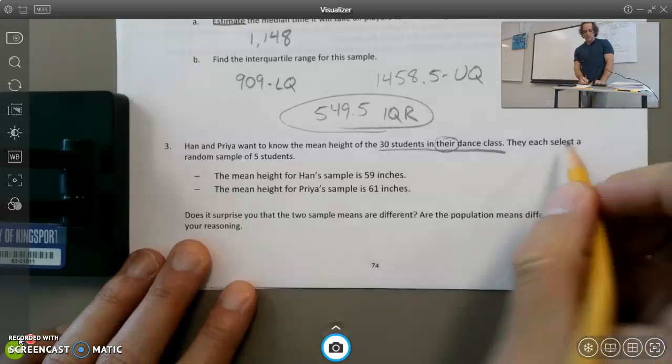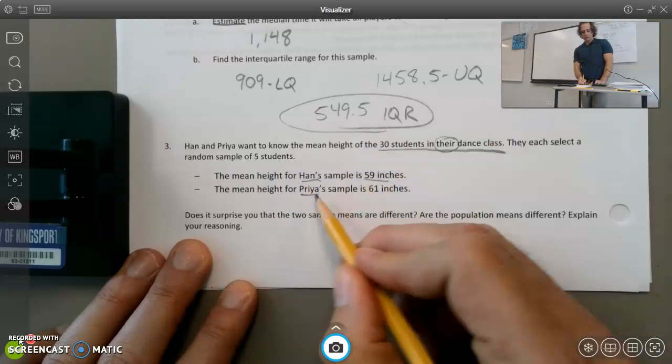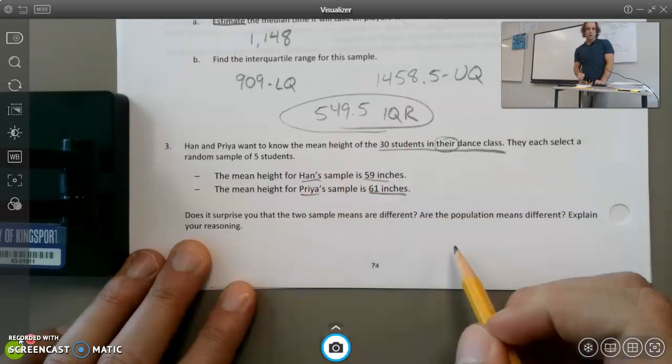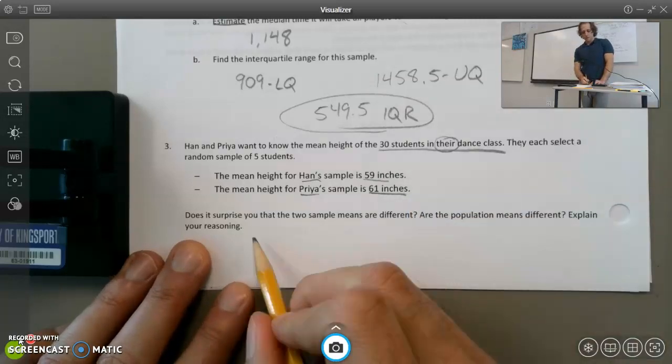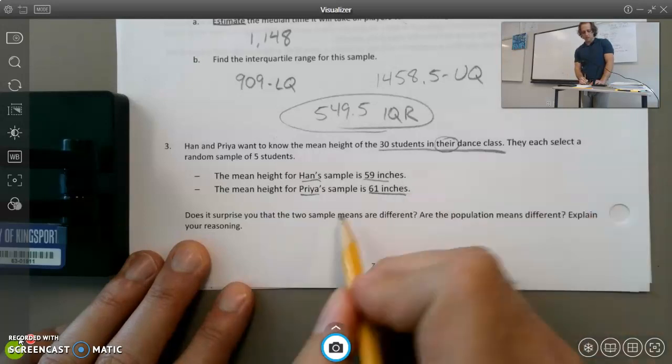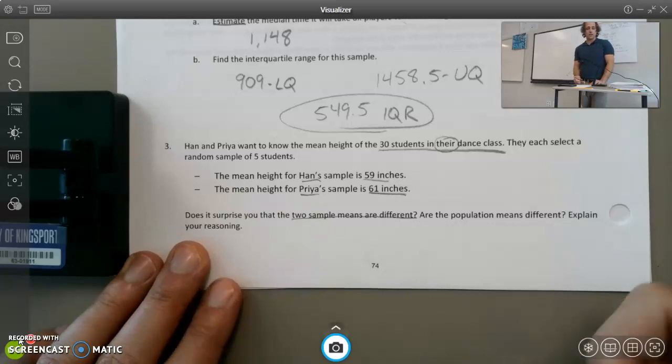They each select a random sample of 5 students. Han's sample is 59 inches, Priya's sample 61 inches. So each of them have a random sampling of their population. So here's the question. Does it surprise you that the two samples are different? I would say no, that should not be a surprise, because if I were to pick 5 out of 30 people, the chances of us coming with exactly the same height, finding the same average on those 5 is probably low, right? Because there's probably significant variation in people's height.